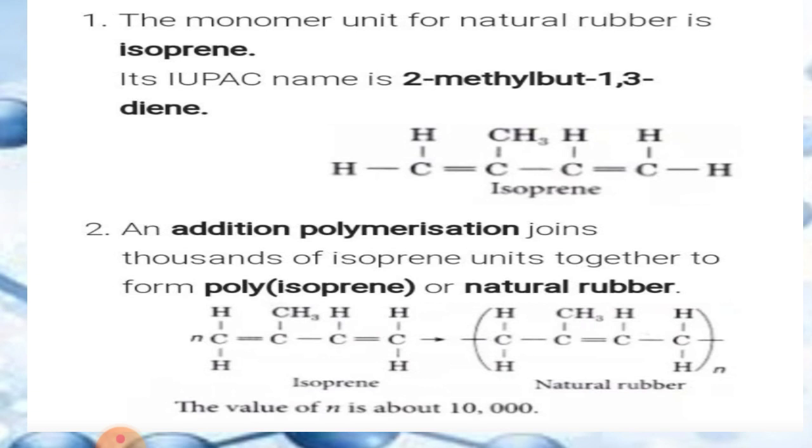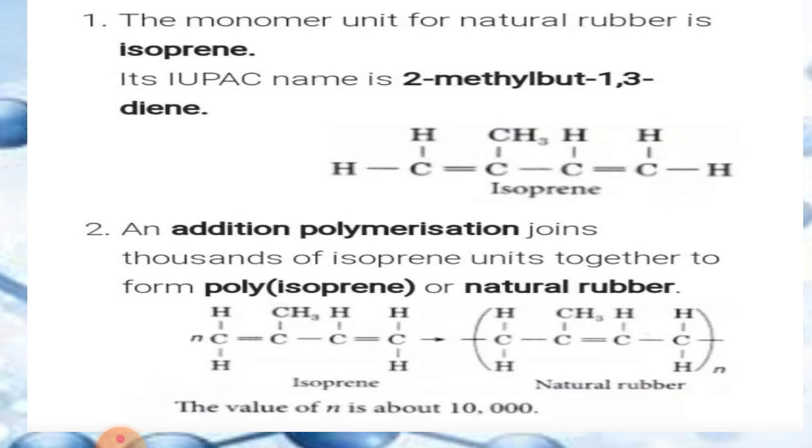Now student, remember, natural rubber is obtained from cis isoprene. What do you mean by cis? When the similar groups are present on the same side, it is known as cis. So when the CH2 groups in the structure of isoprene are present on the same side, that is cis isoprene, and this cis isoprene will undergo polymerization and give you polyisoprene.